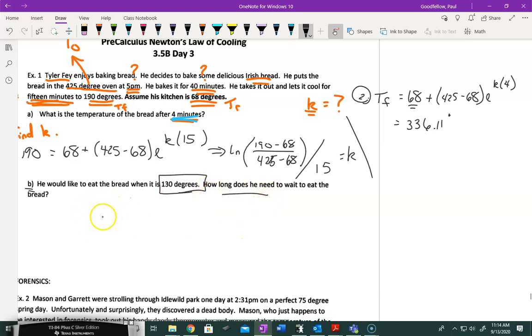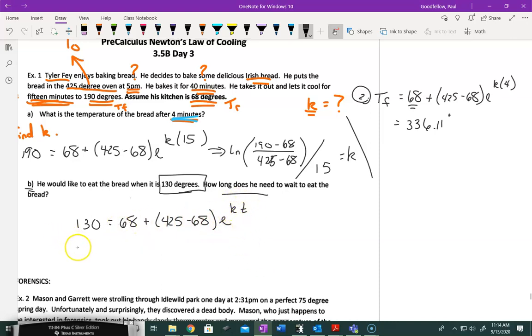Well, by the time he finishes this problem, the bread's probably already cooled. But he's trying to figure it out.